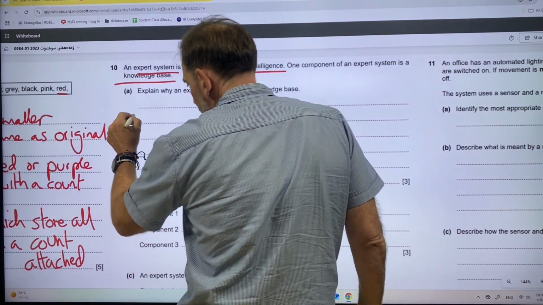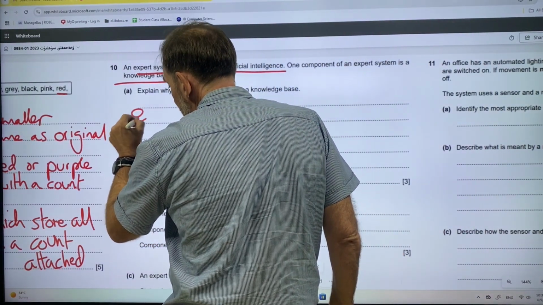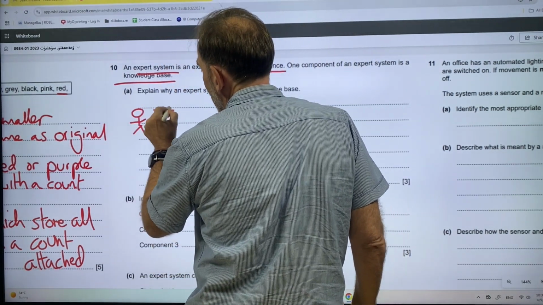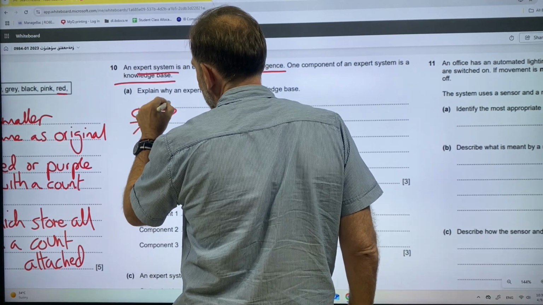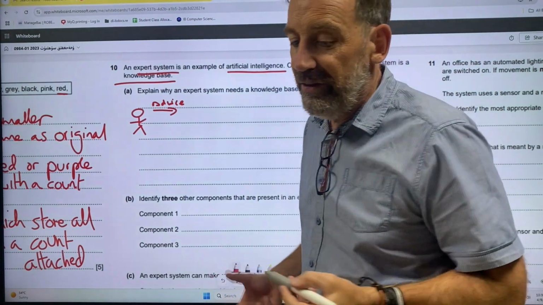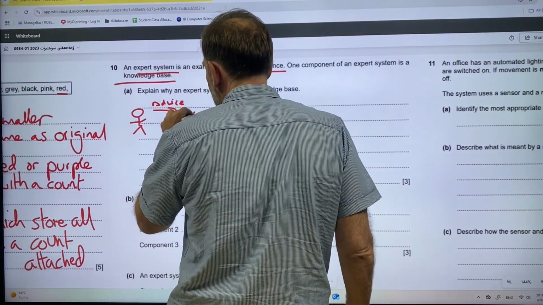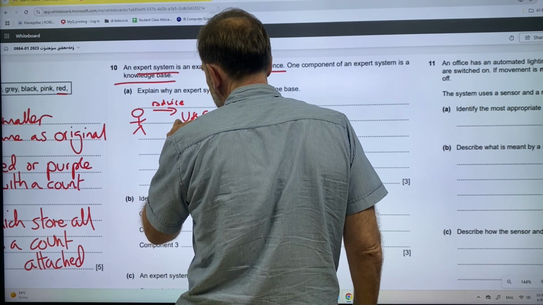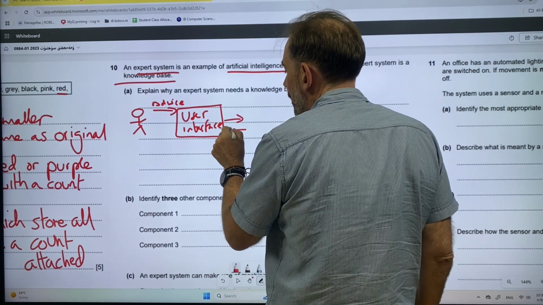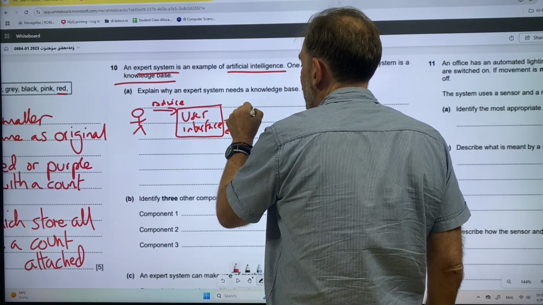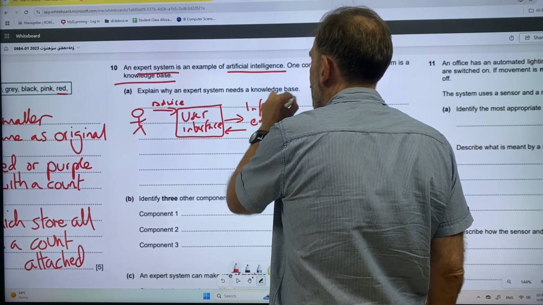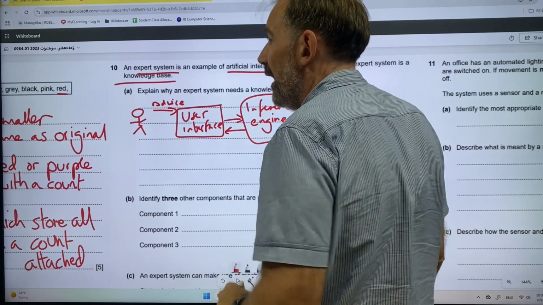I'm going to draw this out. You may have seen this diagram. A little man needs some advice, so he asks for advice. What is he asking for advice? Well, he's going to use a user interface, which is linked to something called an inference engine.